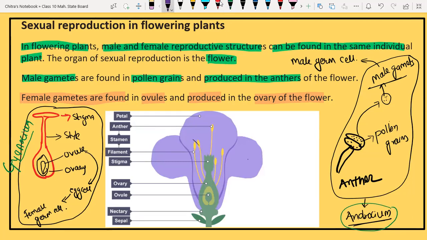Okay, so let's discuss the parts of the flower. The blue structure is called petals, and petals have another name, corolla. Then we have the anther that we have discussed. Here we have the anther and the filament. This part is called the stamen.